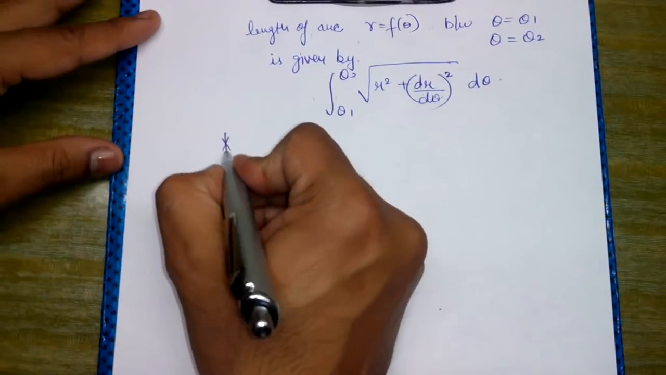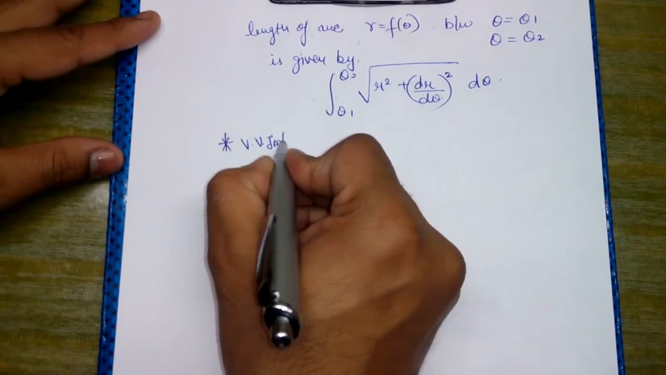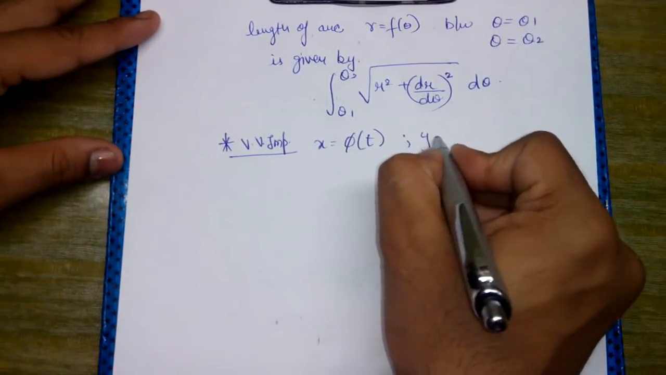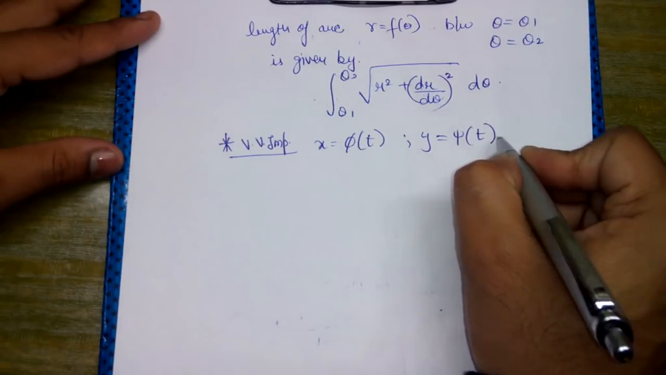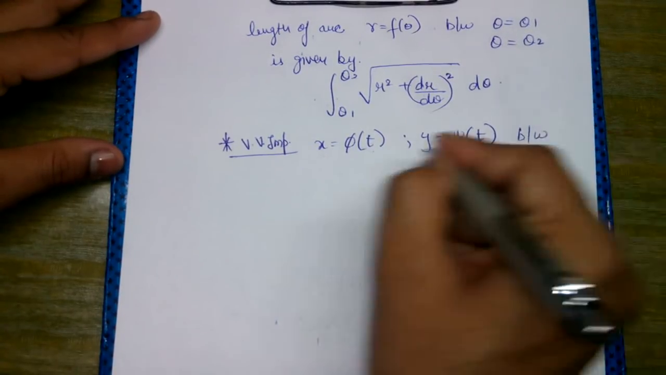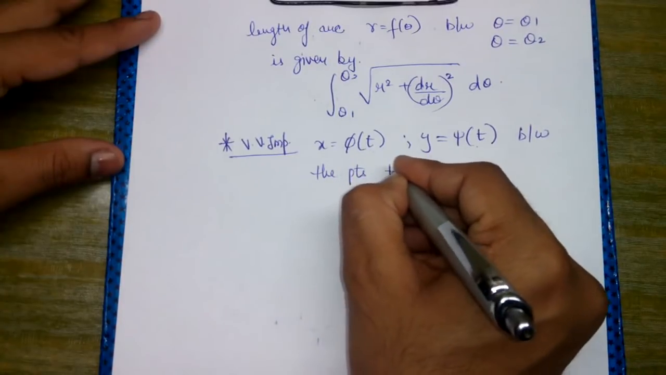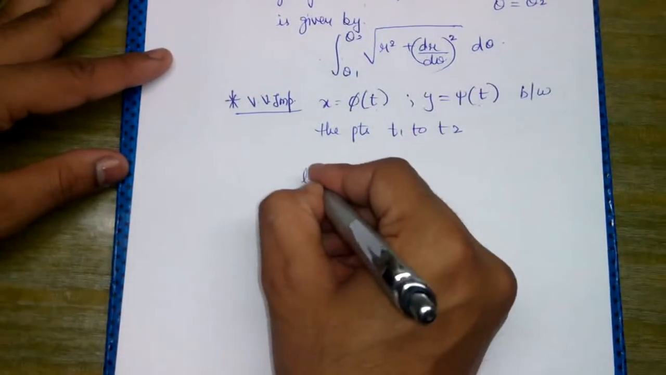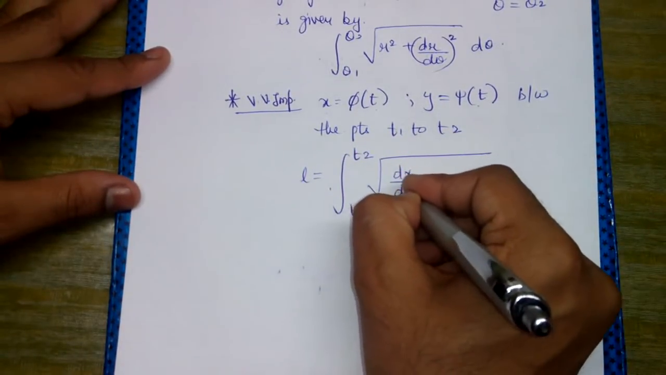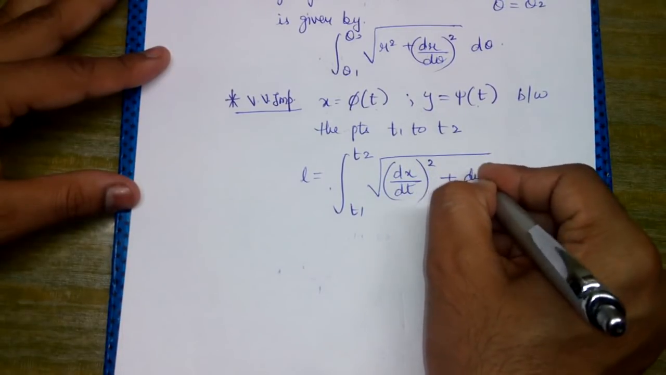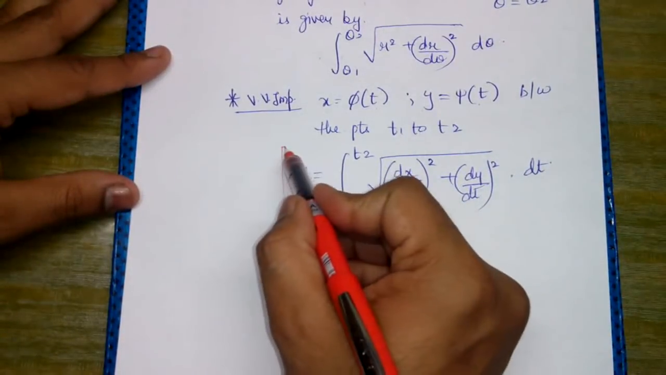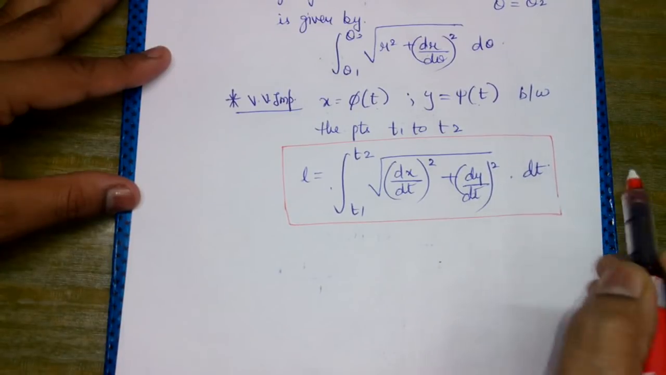And one very important case: the length of the arc for x equals phi of t and y equals psi of t, between the points t1 to t2, is simply L equals the integral from t1 to t2 of the square root of (dx upon dt) whole square plus (dy upon dt) whole square, whole into dt. So please note that this is a very important case and this may be asked in GATE 2018.